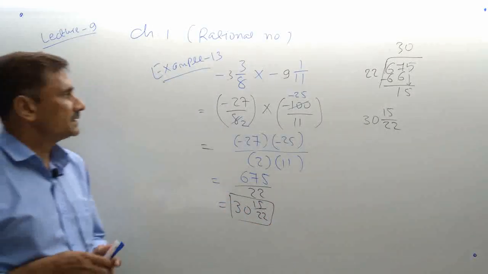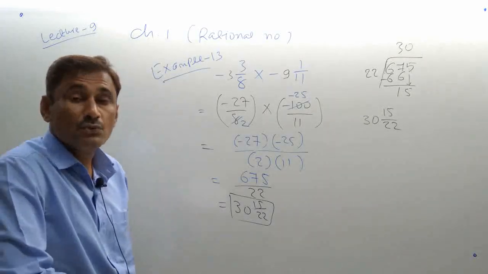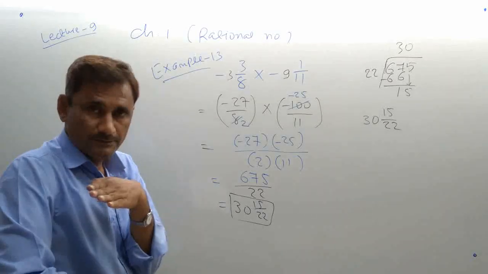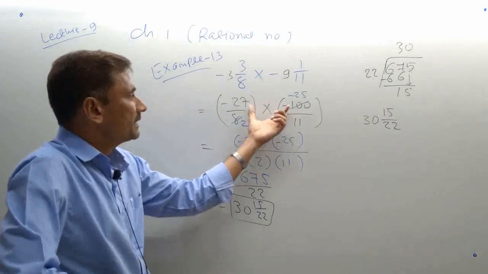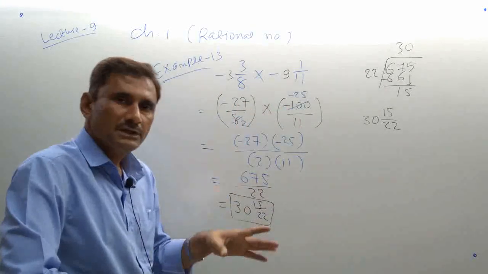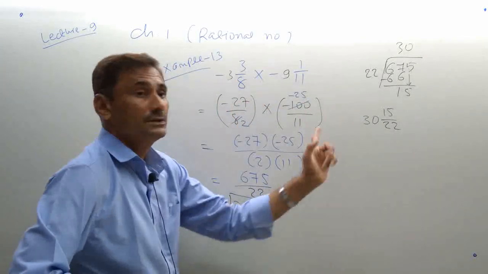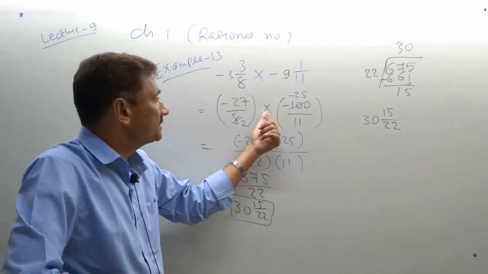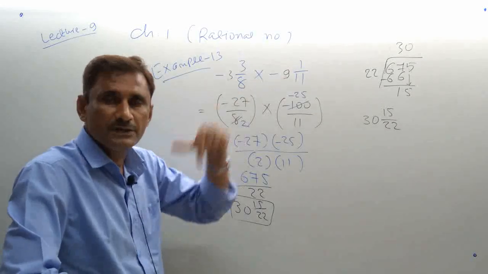Okay, so in a single sum we learnt so many things. First of all, conversion of mixed fraction to improper fraction. Second thing, how to multiply two rational numbers. If cancellation is possible, then do it. Otherwise, just multiply numerator, denominator. No cross multiplication, no LCM, because in between there is no plus, no minus sign. So don't mix that up.